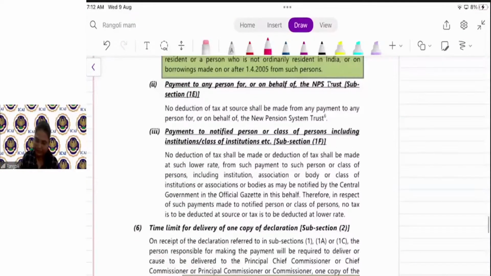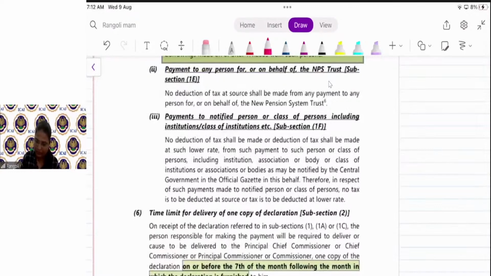Government will. Everyone clear up till now? Yes or no? Please reply.